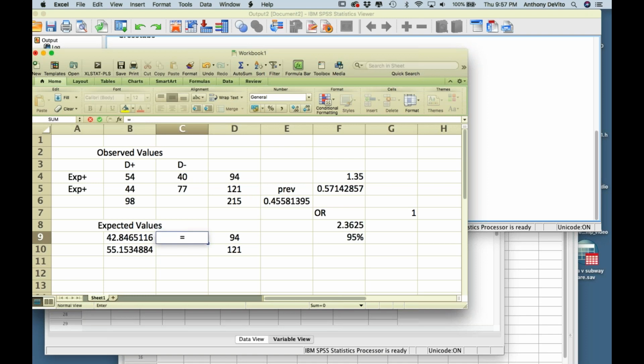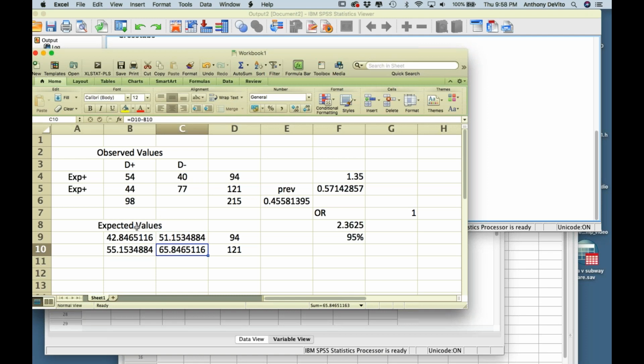So if I had to do the rest of this calculation, this would be 94 minus this, so that would add up, and this would be equal to 121 minus this to complete my table. Notice these are not round numbers anymore. So if there was no association, I would expect to have 43 people here, 55 people here, 51 people here, 65 people here.